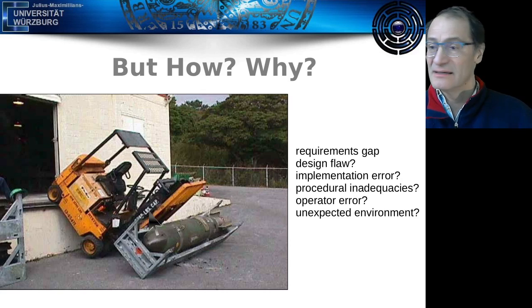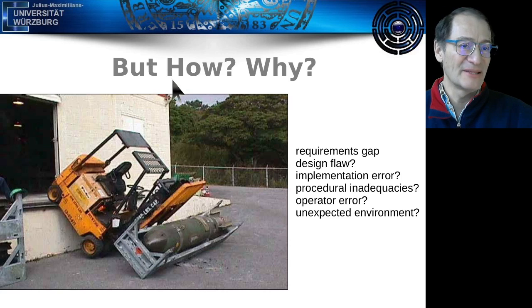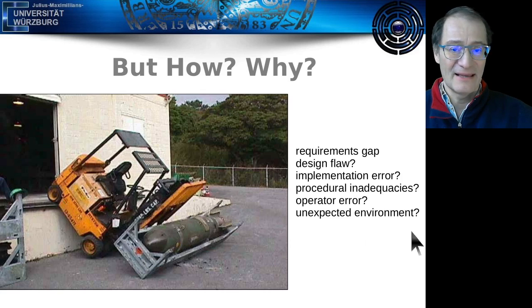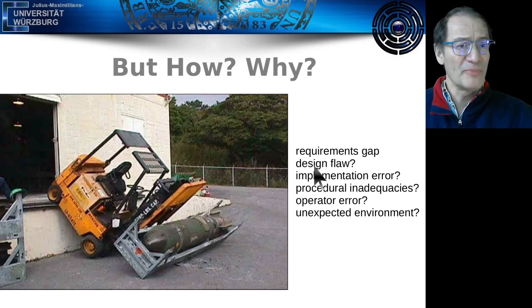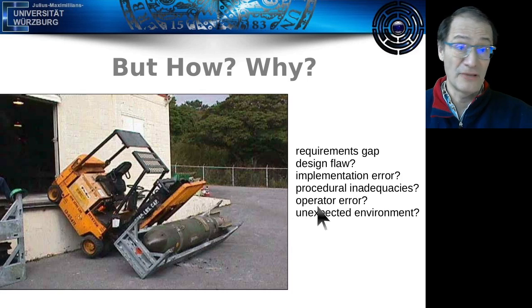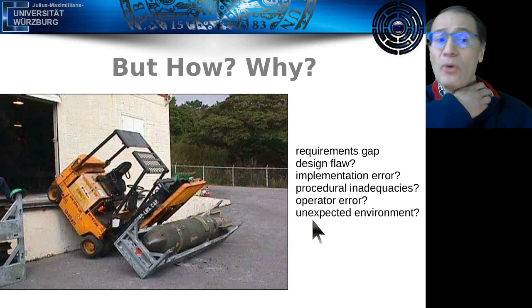Then we can ask, why did we have this accident? Maybe there was a requirements gap. The one who designed everything, including the transportation of the bomb and this building, made a mistake. Or maybe the requirement was right and there was a design flaw. The one who made the design of this building made a mistake. Or maybe an implementation error. Someone forgot to do something. Or another procedural error. You define how to transport the bomb from inside, maybe to the truck, and there is a mistake. Or an operator error. The procedure was well defined, but the operator just ignored it and did something different, or an unexpected environment.